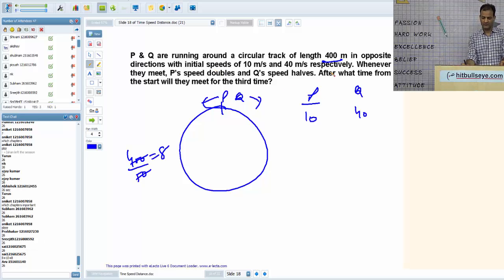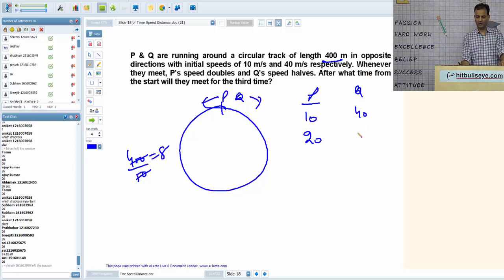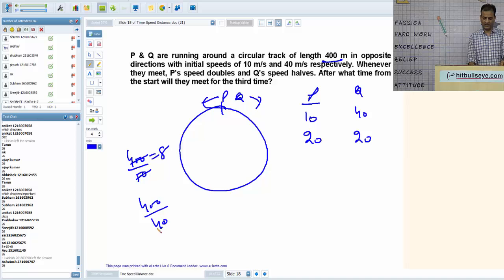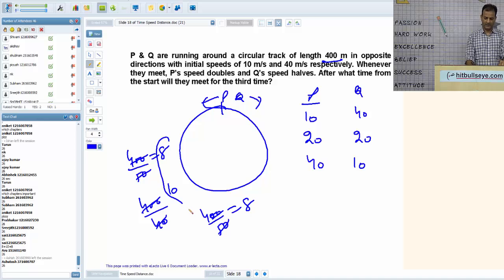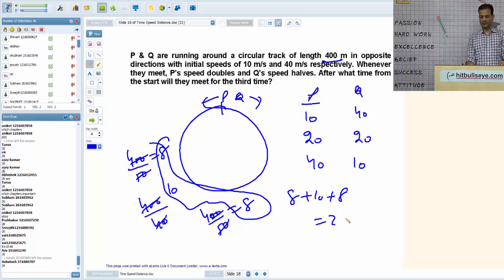After that, P's speed doubles. Now for the second time, P's speed will be 20, and Q's speed will be half, 20. So that means 400 divided by 20 plus 20. After 10 seconds, they will meet for the second time. Then it will be 40 and 10 again, the initial case. For the third time, 400 divided by 50 will be 8. So the answer will be 8 plus 10 plus 8, which is 26 seconds. They will meet for the third time. Very basic question. Speed is given, distance is given, we have to find time.